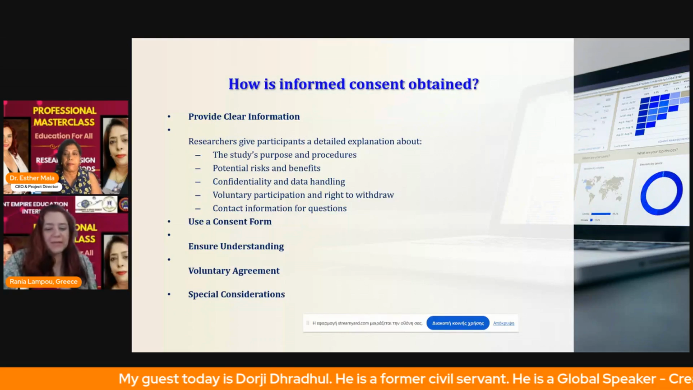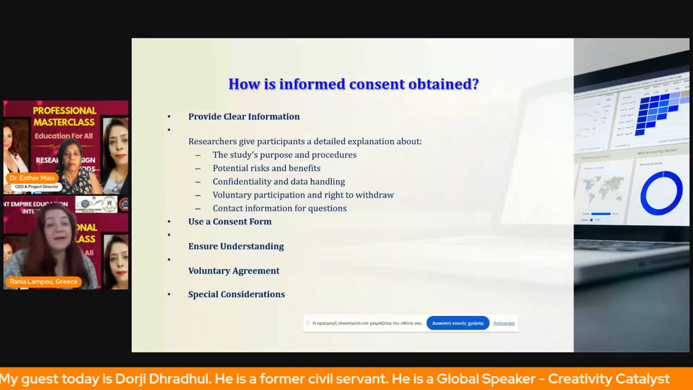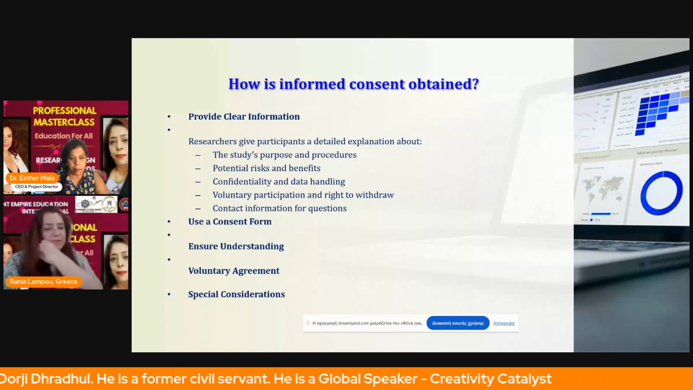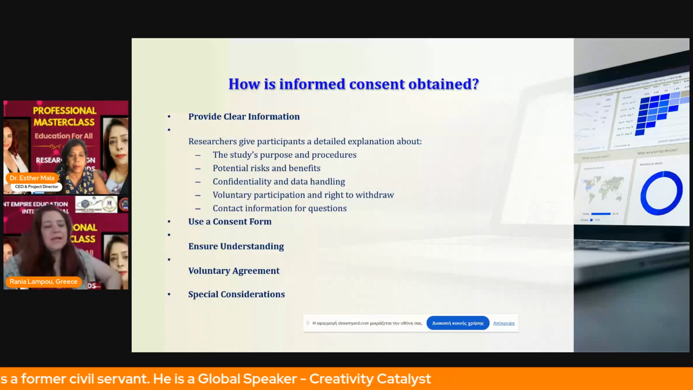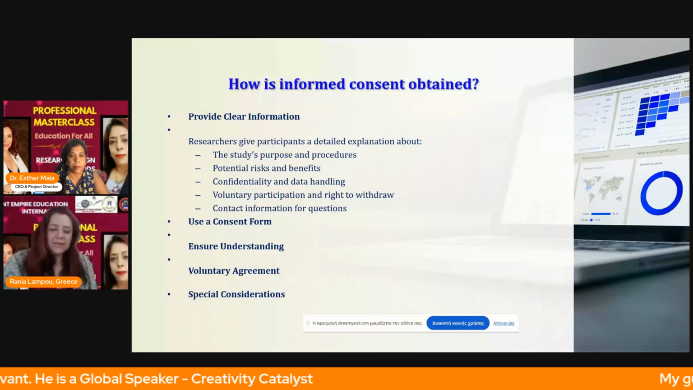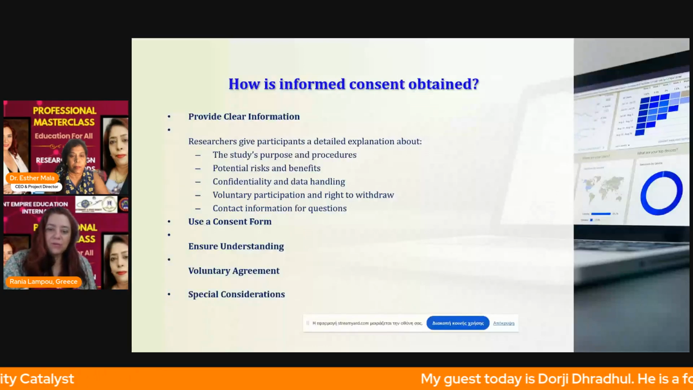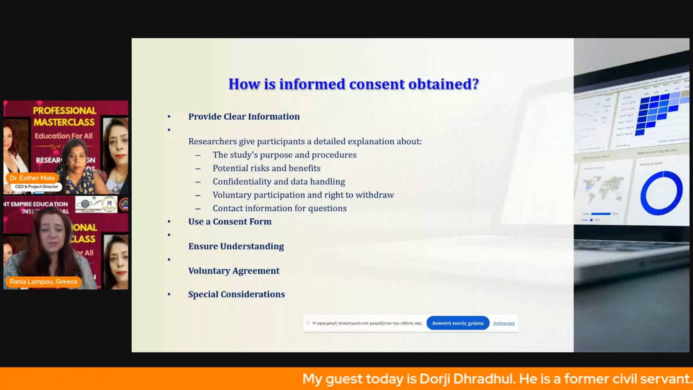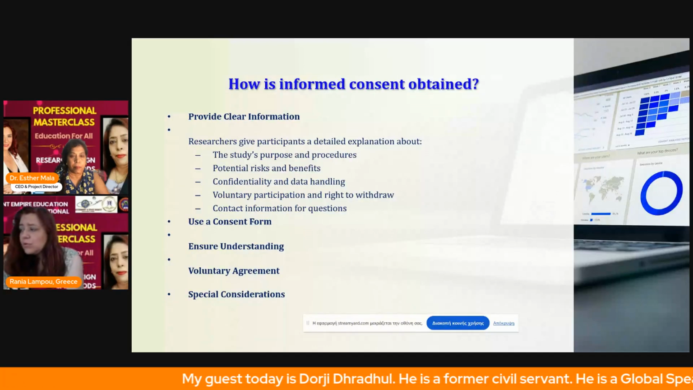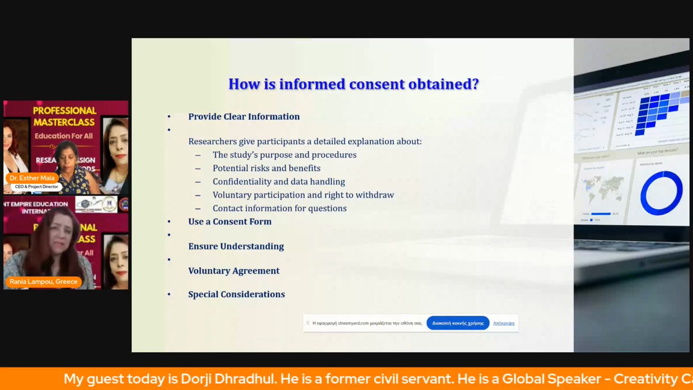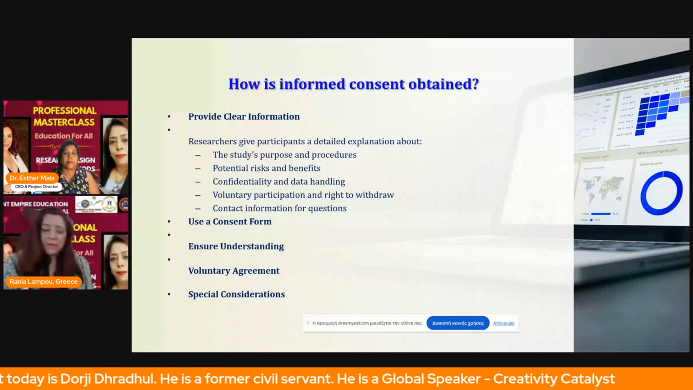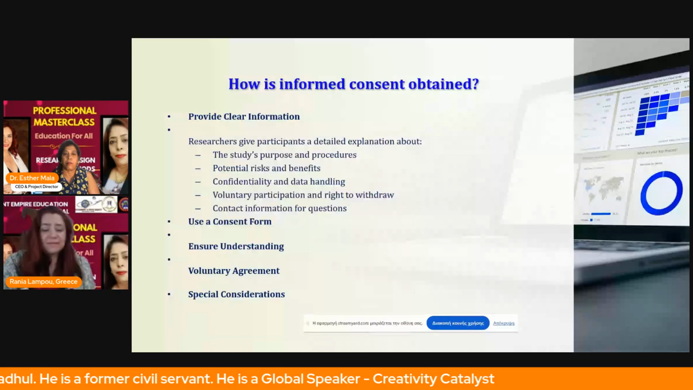The voluntary agreement: participants must willingly agree without coercion, sometimes verbally or in writing. And some special considerations for minors or those who are unable to consent: parental or guardian consent or legal authorization is required. For online or anonymous studies, consent can sometimes be implied by completion after reading the information.